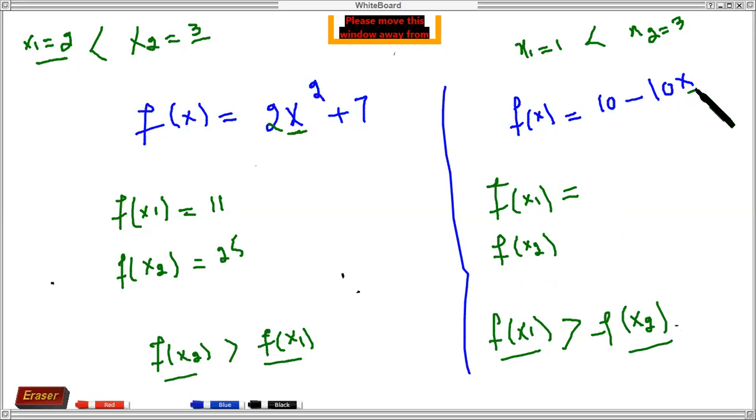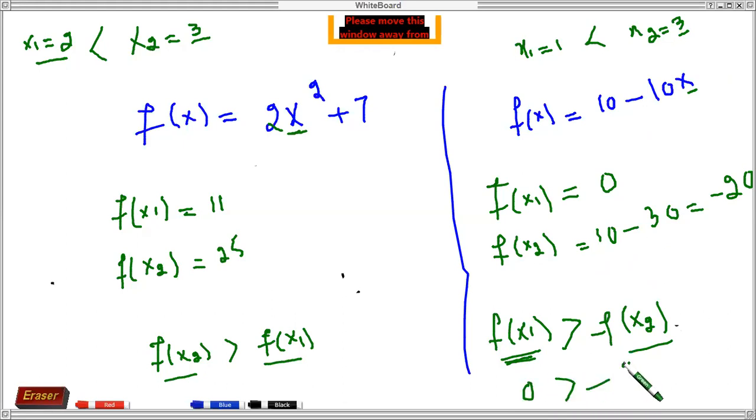If you give x1 value, x1 is 1, so x is 1. 10 multiplied by 1, so 10 minus 10 equal to what? 0. When you give x is equal to 3, you have 10 minus 10 multiplied by x, where x is 3. So 10 threes are equal to 30. So 10 minus 30 equal to minus 20. So which one is greater? It means f of x1, 0, is greater than minus 20. So this condition is for decreasing function.